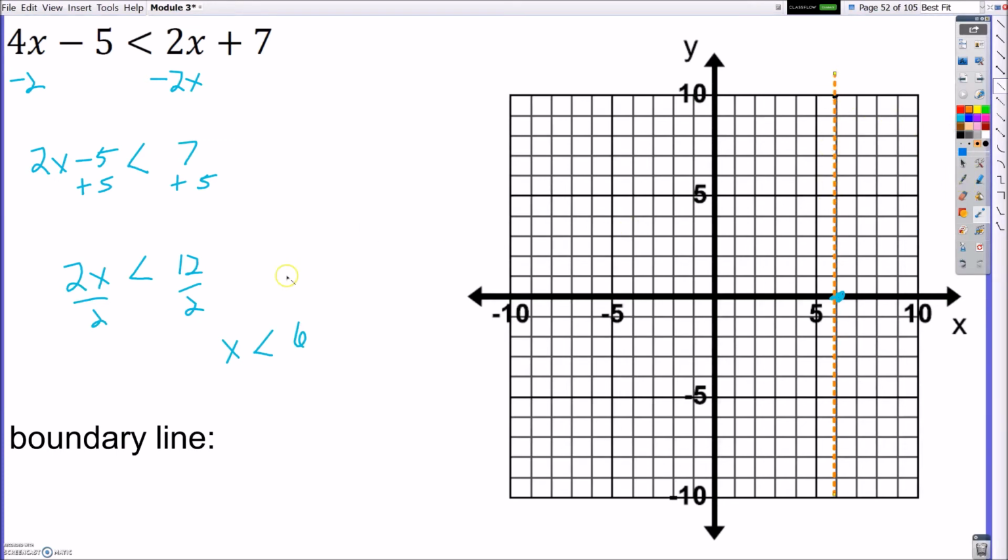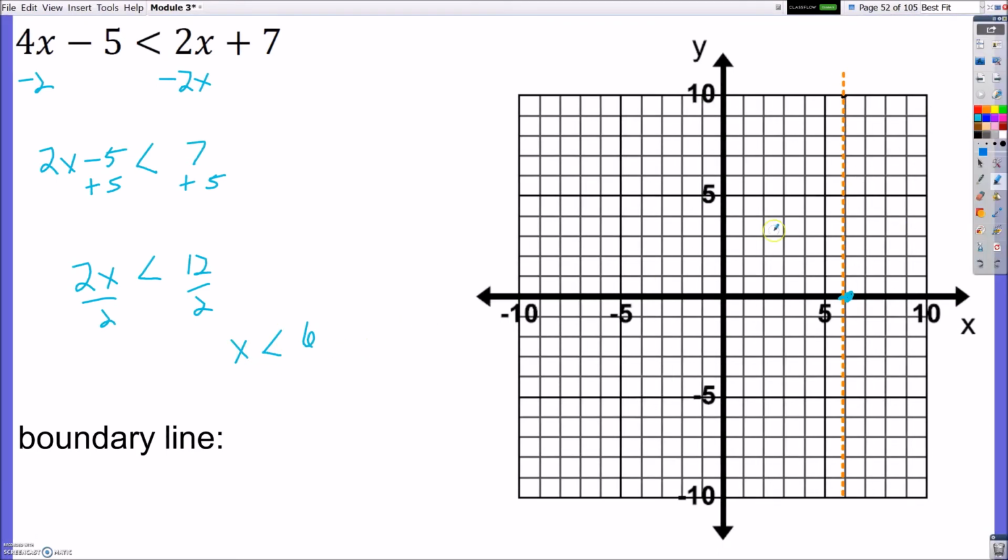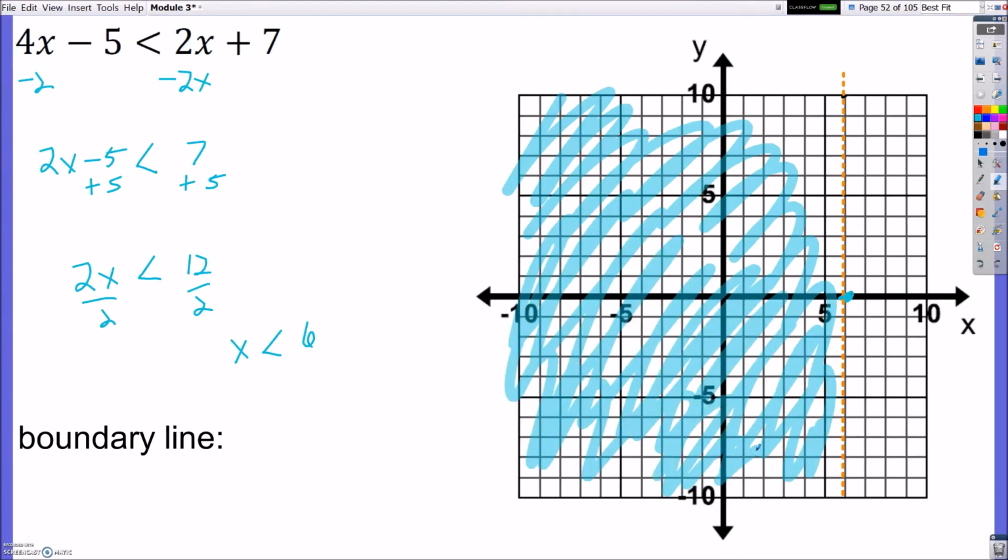And that would be my equation of the line. And then I'm going to shade all the numbers that are less than 6. So if I look at all the numbers that are less than 6, that would shade everything to the left. So it would look something like this. And that's how I graph my inequalities.